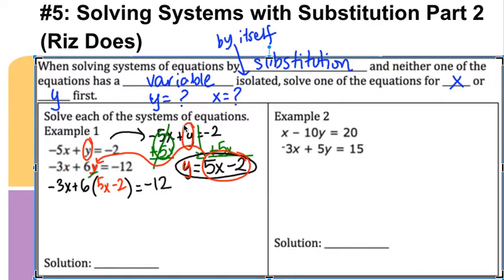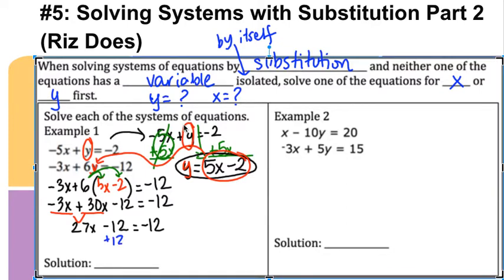And everything from here on forward is something that we've done before, so I'm going to use the distributive property there. So that's negative 3x plus 30x, I multiplied 6 and 5x, 6 times negative 2 makes negative 12, equals negative 12. I see like terms, so I'm going to go ahead and combine those. That makes 27x minus 12 equals negative 12. I'm going to add 12 here and add 12 here. That makes it 0. This also makes 0. So now I'm just left with 27x is equal to 0.